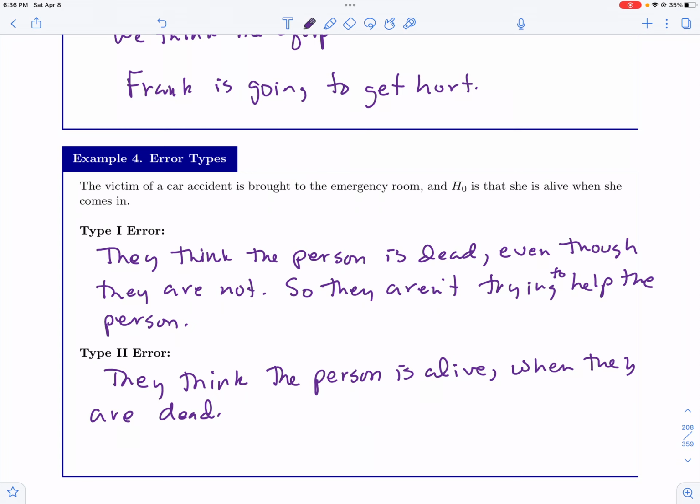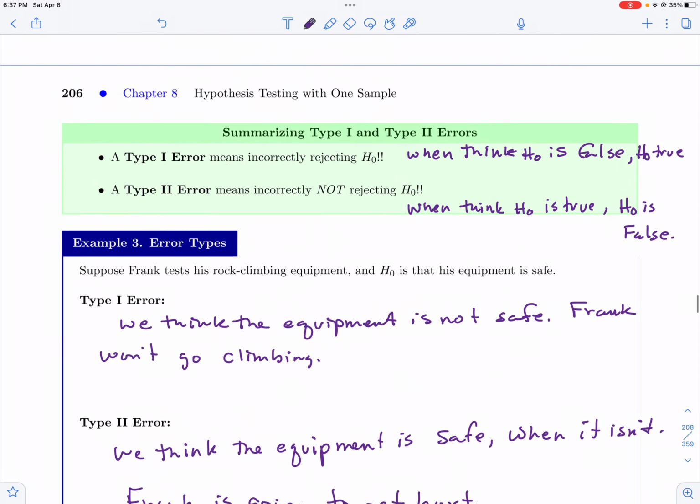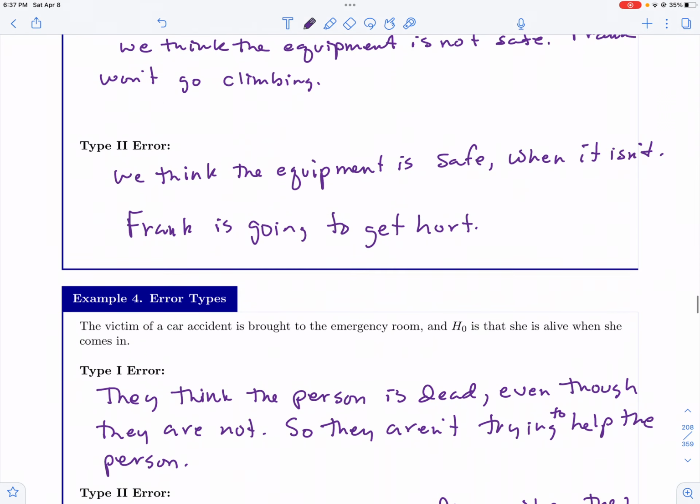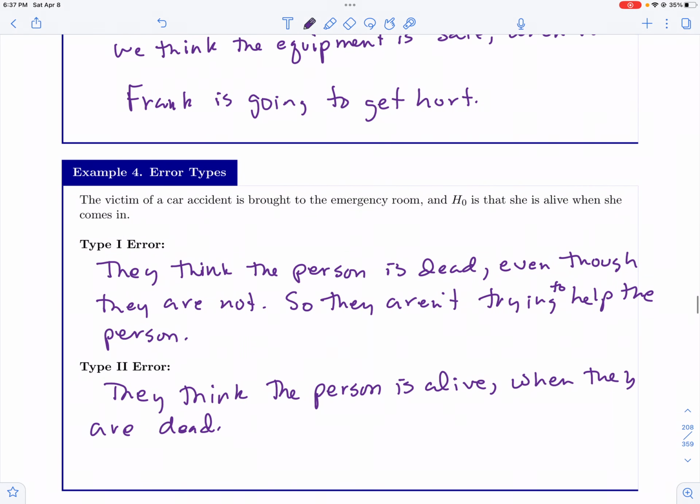All right, very good. So this is a quick review of a couple different types of errors and how they work. If you have any questions about those, just let me know. Otherwise, I'll see you in the next video.